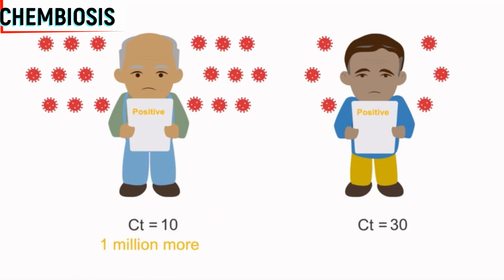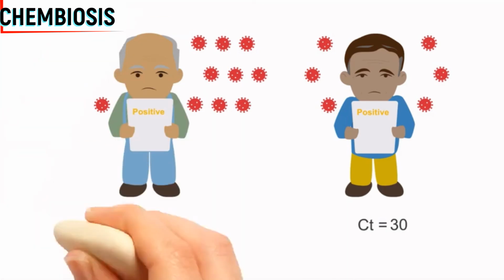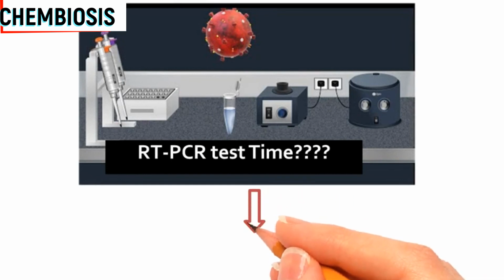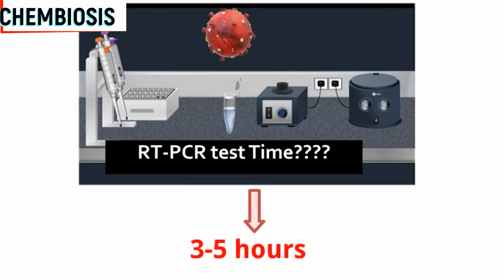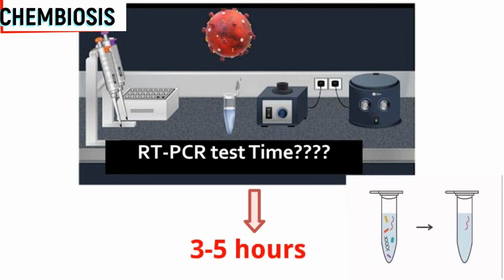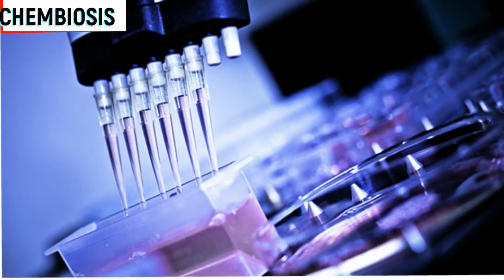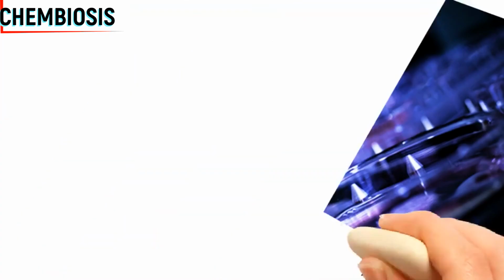Friends, there is another important question, that is how much time it will take to complete one RT-PCR test. The answer is 3 to 5 hours on average, and this time period also includes the process of RNA extraction. However, this time is dependent on the amount of automated techniques used in that lab.